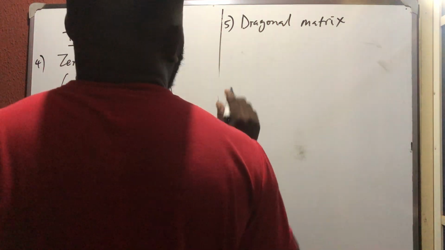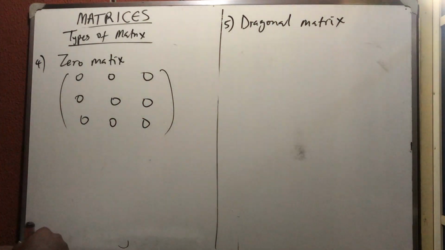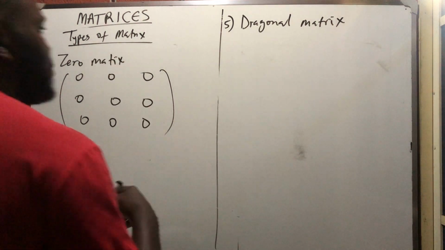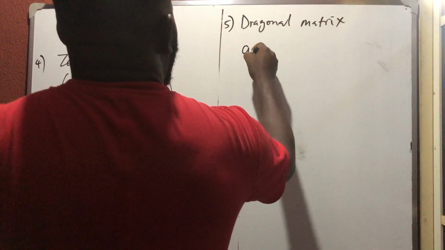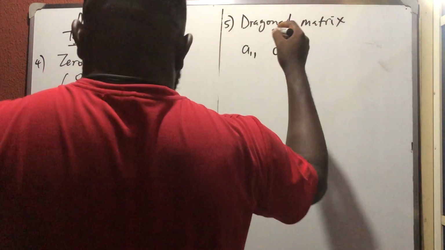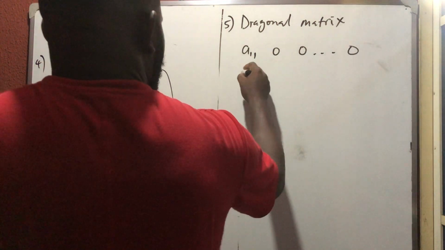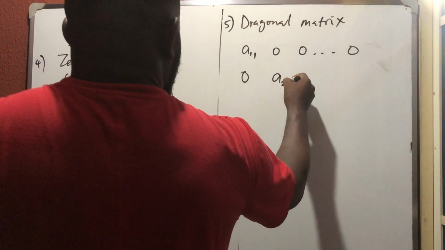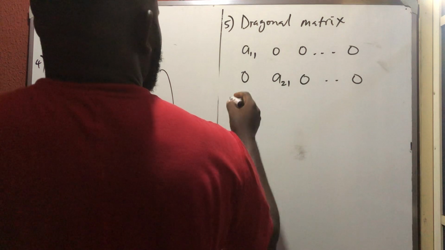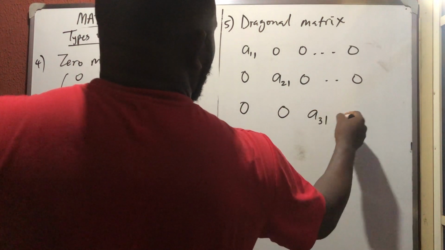For example, the diagonal will be a number. Then the right part and the left part, or do I call it the upper triangle and the lower triangle, will be 0. Only the diagonal will be a number. For example, if I have A1, 1, 0, 0, up to 0, then 0 here, A2, 1, 0, up to 0. Then the next one is 0, 0, A3, 1, up to 0.